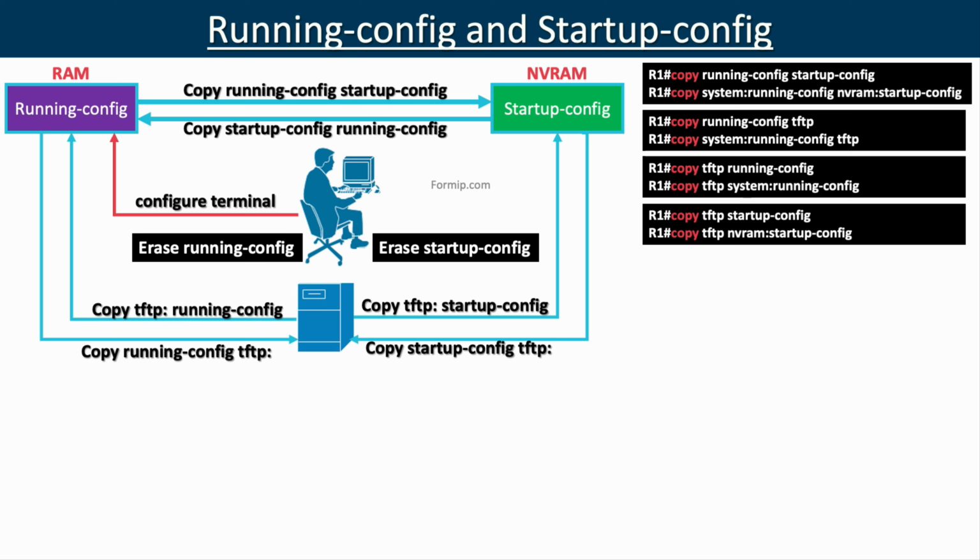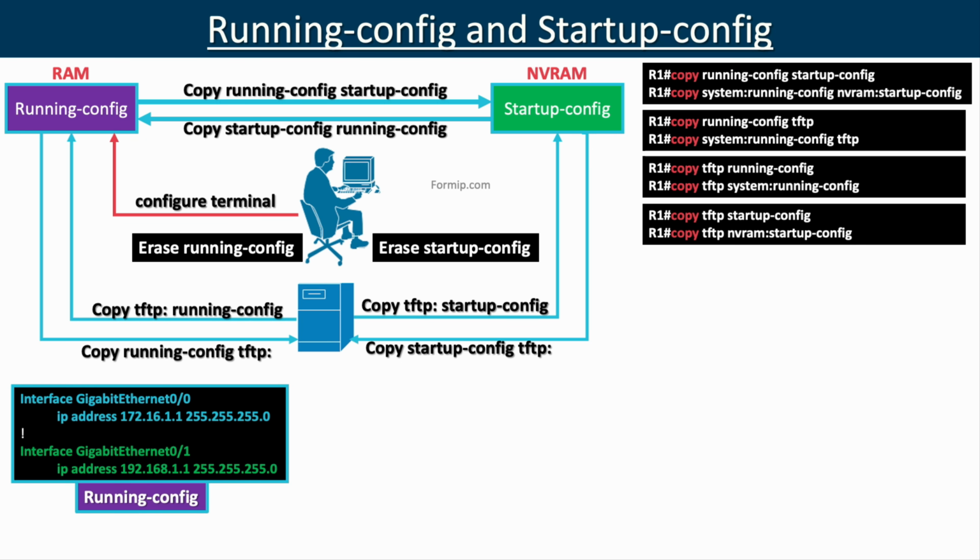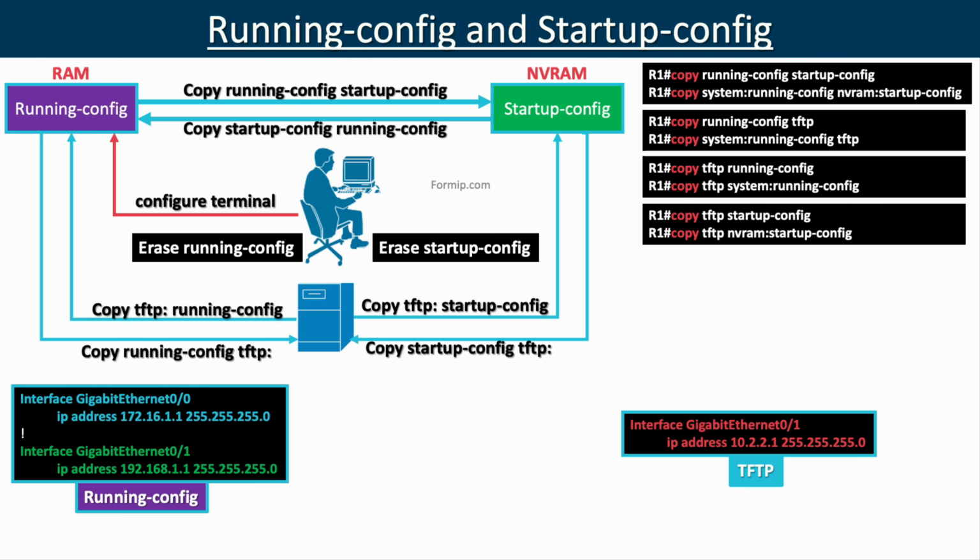We will now take a closer look at the behavior of the copy command. Let's say that on the running config, we have two interfaces to configure with an IP. The GigabitEthernet 0/0 interface that carries the IP 172.16.1.1 and the 0/1 with the IP 192.168.1.1. And that on the TFTP side, the GigabitEthernet 0/1 interface carries the IP 10.2.2.1, but no configuration is present in the file for the 0/0 interface.